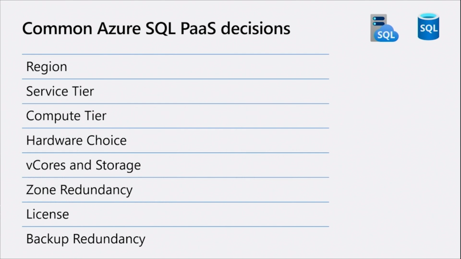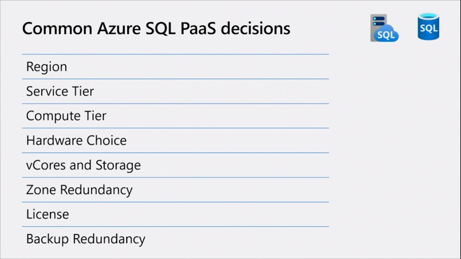And this is where things start to go off the rails really quick, because you can get really mired down in the details of thinking about things like: what region do I need to be in? What's my service tier? What is a service tier anyway? What's my compute tier? What generation of hardware do I actually need? How many vCores do I actually need, right? Do I need zone redundancy? What do my licensing costs look like? This is where things go south really quick, honestly, when you're trying to pick your options. So I want to simplify this as much as possible.